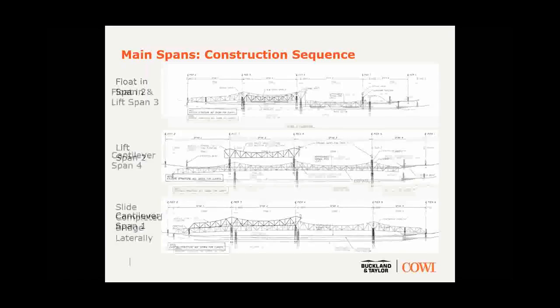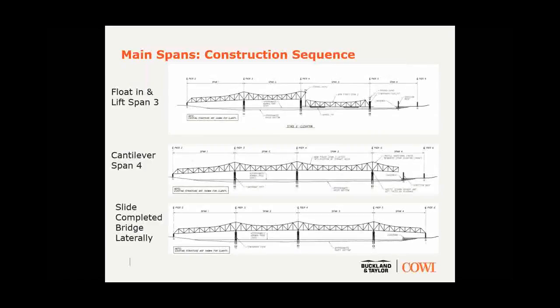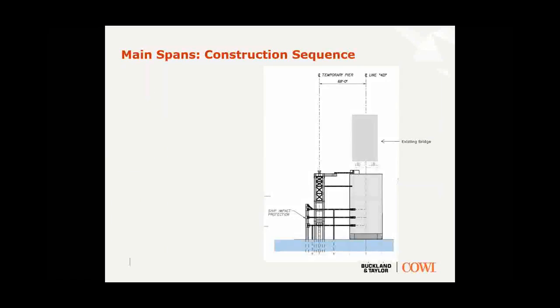Meanwhile, the other navigation span is assembled on barges, floated out, and lifted up into place. And then ultimately that other land span is cantilevered off of the erected nav span. You've seen this before, so I won't spend too long on it.